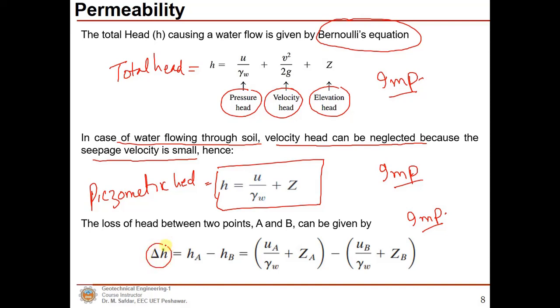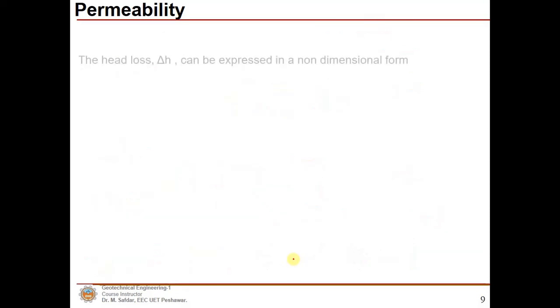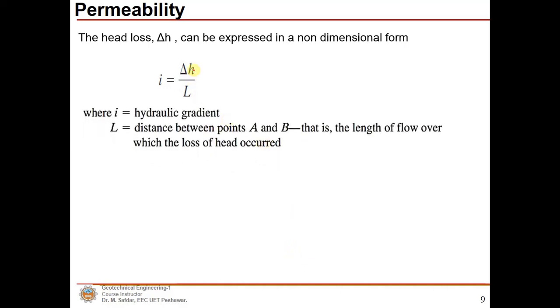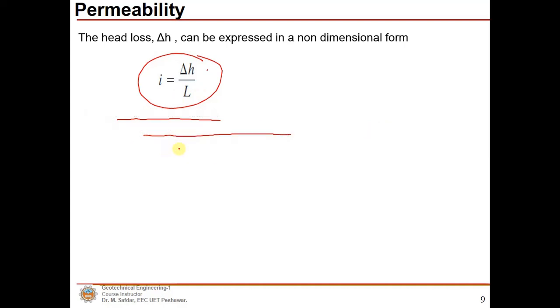So we can also write the head loss by subtracting the head at point A and head at point B by using these equations in such a form. Now the head loss can be expressed in a non-dimensional form, for example i, and that is the hydraulic gradient. What is L? L is the distance between points A and B, that is the length of flow over which the loss of head occurred.